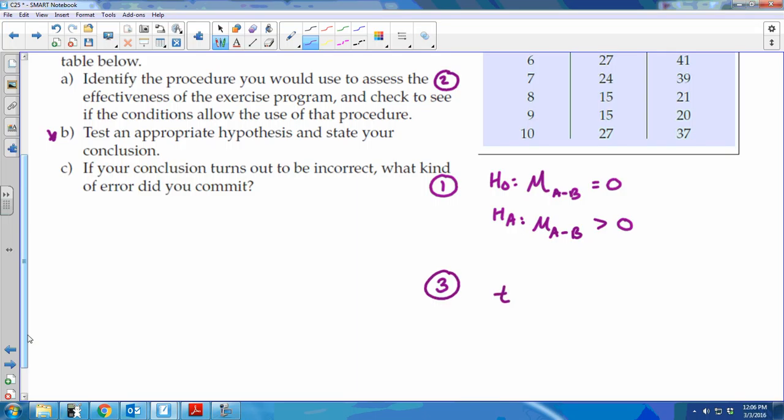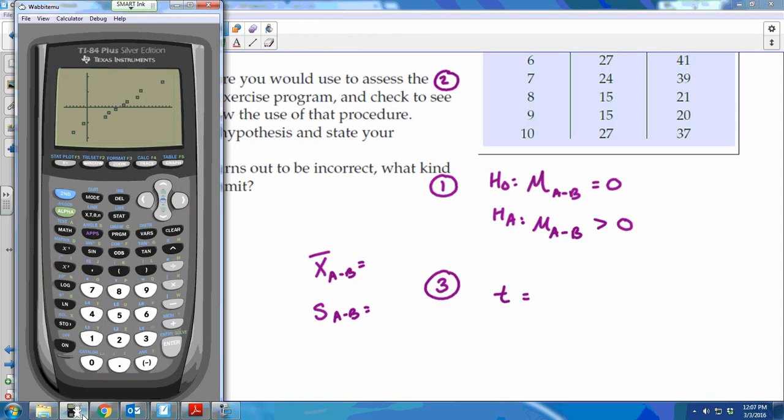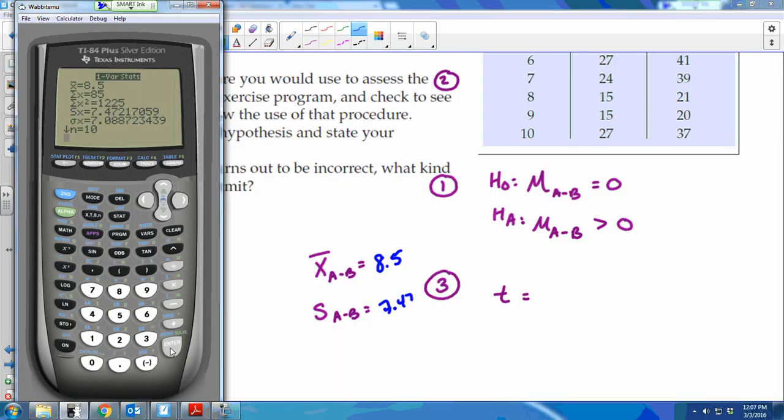So we're going to find our t statistic. Now, in order to do that, I need to know the mean of the differences and the standard deviation of the differences. So how can I find those 2 numbers? I can look at 1-variable statistics in my calculator. I can look at list 3, and it'll give me that. So I have a mean difference of 8.5 and a standard deviation of 7.47.